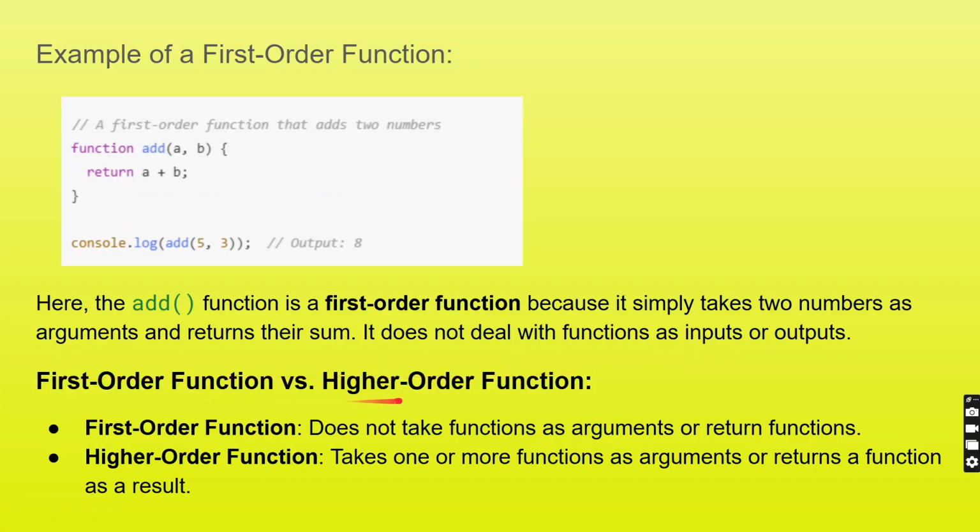First order function versus higher order function. A first order function does not take functions as arguments or return functions. Higher order functions take one or more functions as arguments, or return a function as a result.